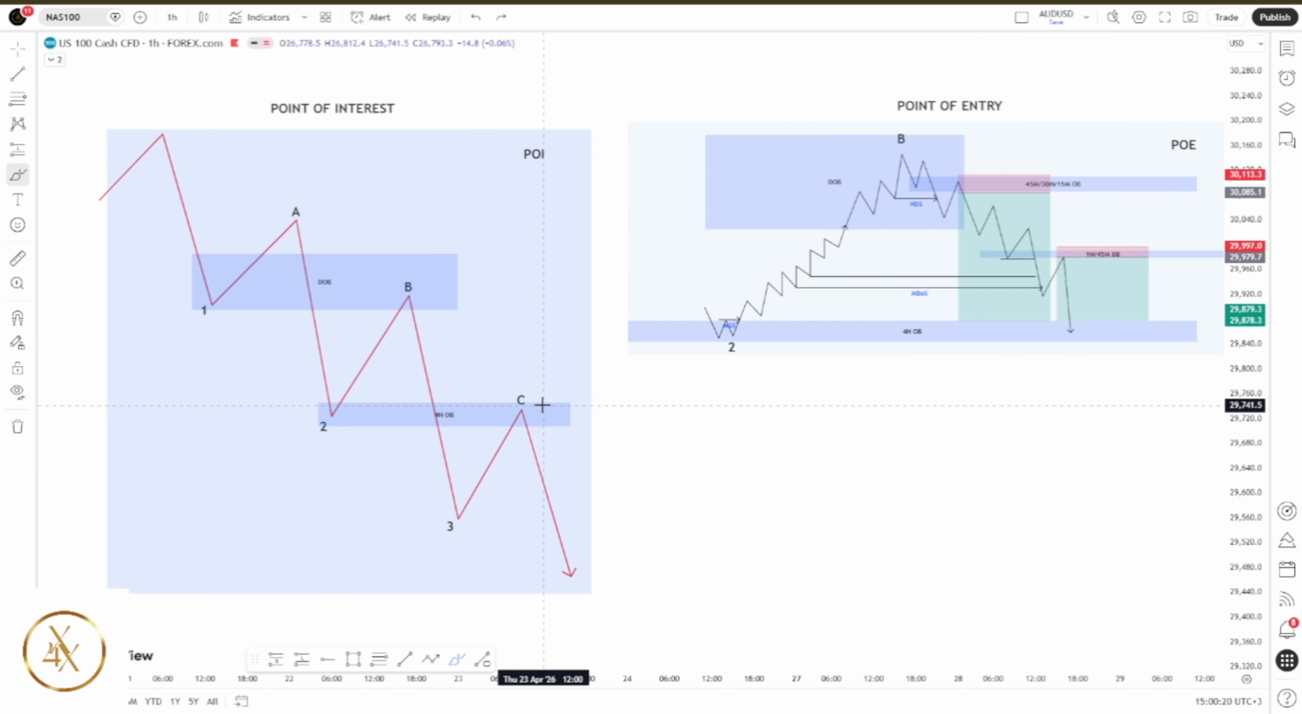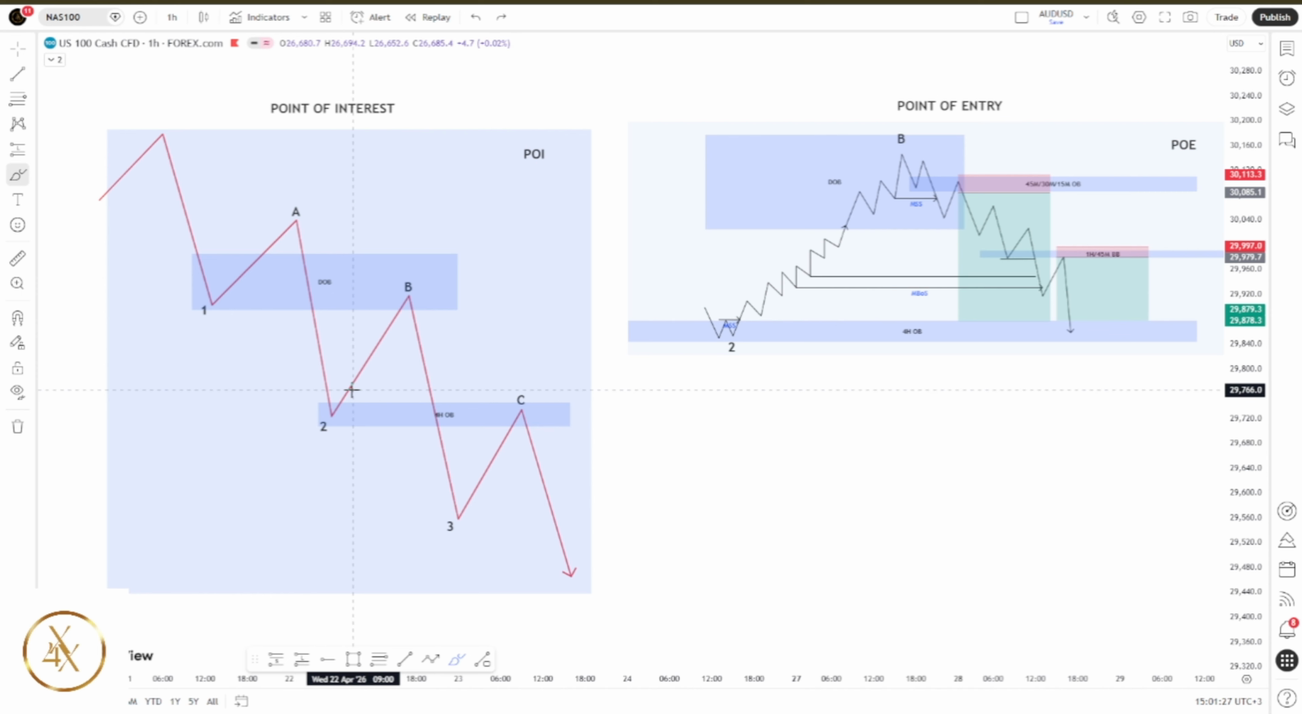After price creating a lower low at 2, there was a shift in the market and price started going back up to B, which was our point of interest. When you see it on the big time frame, let me say on the daily, you'll see only like four daily candlesticks back to B, and you're like, oh, this was a reversal, but you can't take a trade from there. So how do you take that trade?